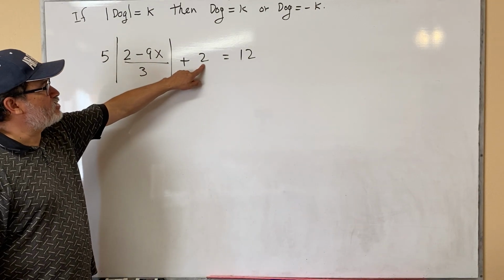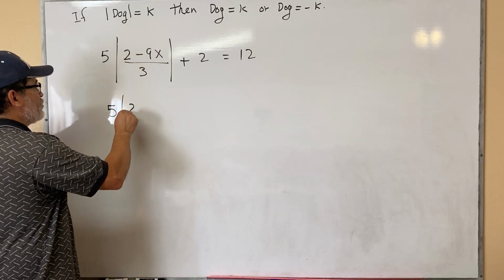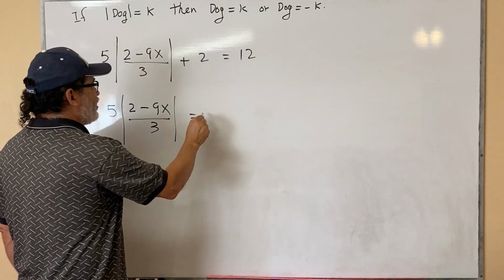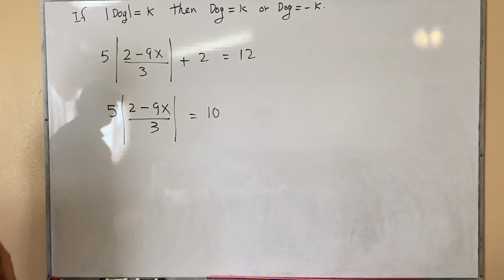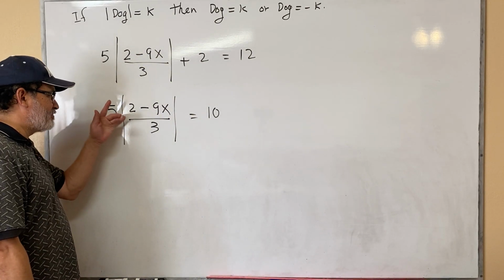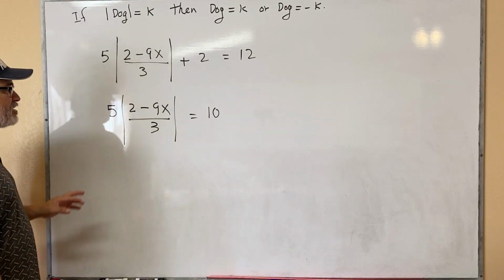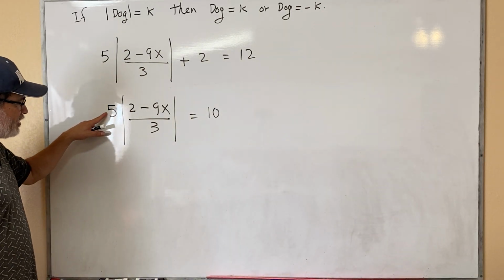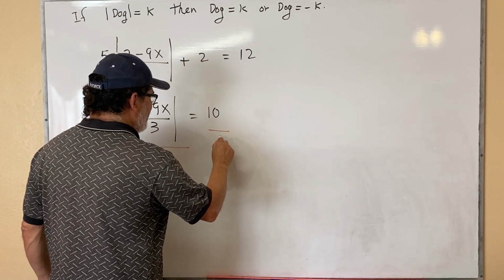So subtract 2. So 5 times the absolute value of 2 minus 9x over 3 equals what's 12 minus 2? 10. Okay, never multiply whatever's being multiplied times the absolute value, never bring it inside. It's a mistake. Instead, you need to get rid of it the following way. To get rid of this 5, I have to divide by 5. Divide this by 5. Divide this by 5.